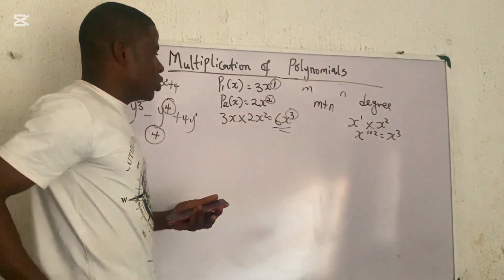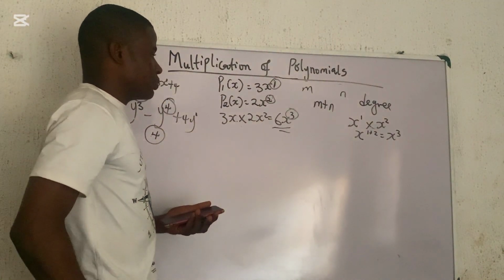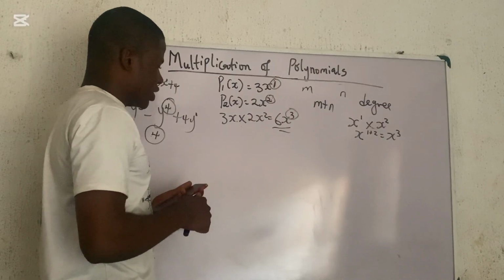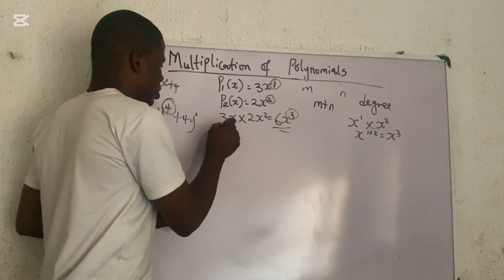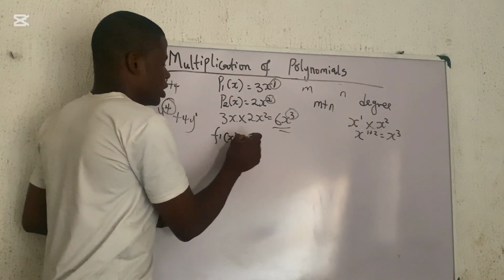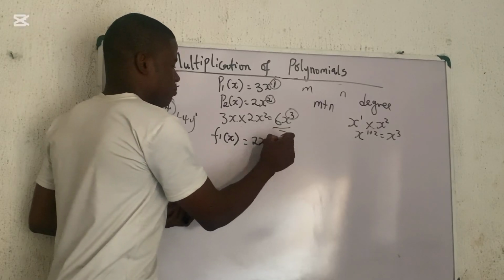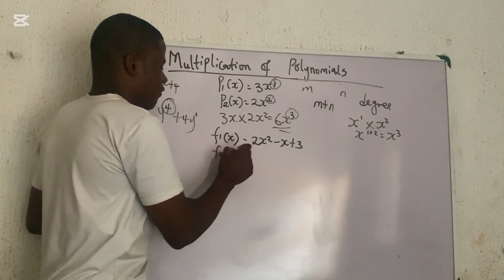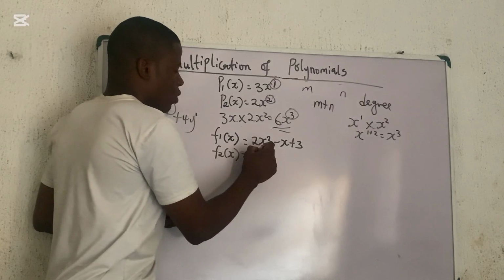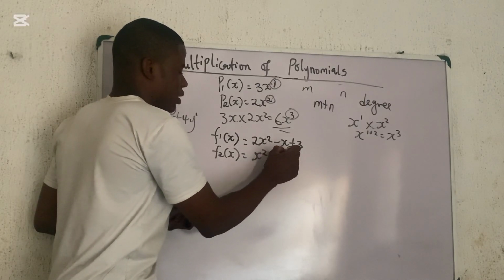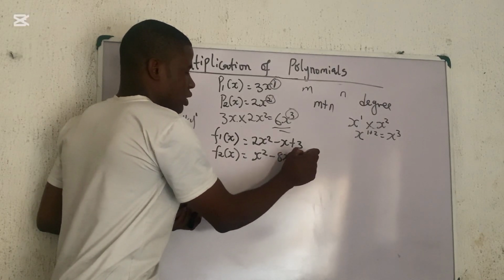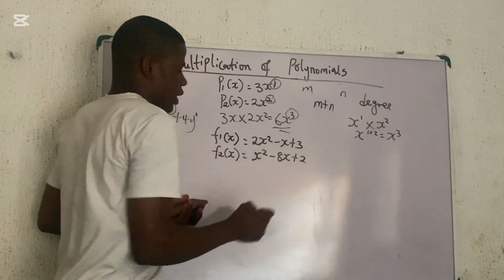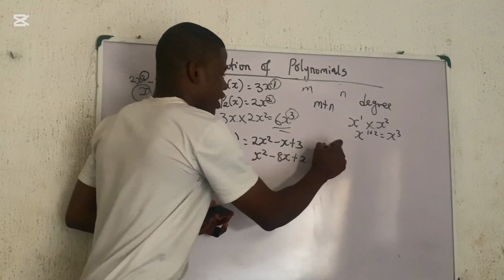So if I have a polynomial, for instance, let me give another question. If I have another polynomial which says f1 of x given by 2x squared minus x plus 3, and I have another polynomial f2 of x given by x squared minus 8x plus 2, and they ask me to find the value of f1 of x.